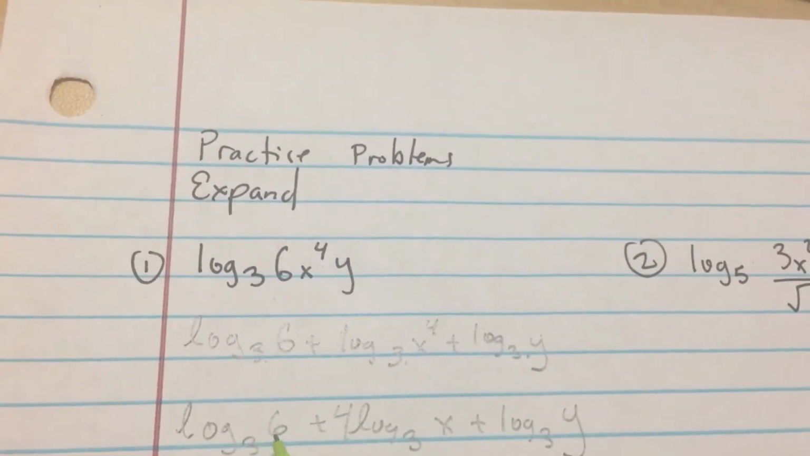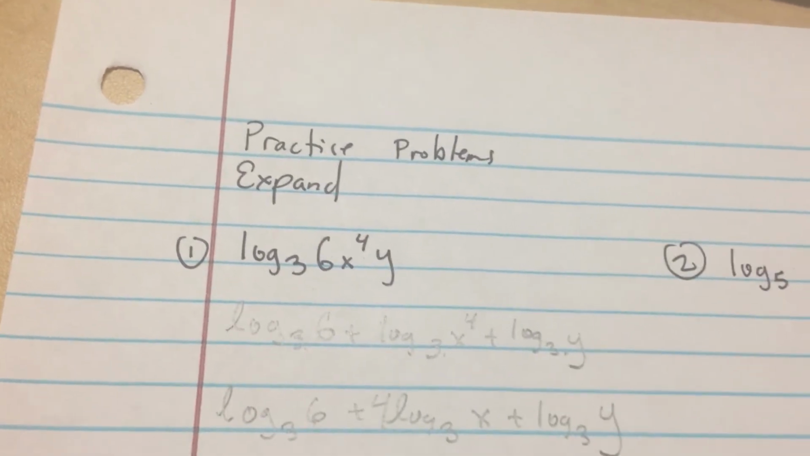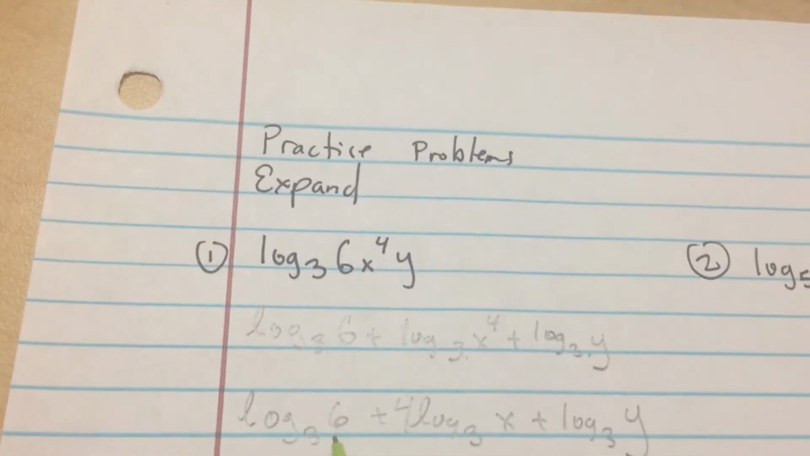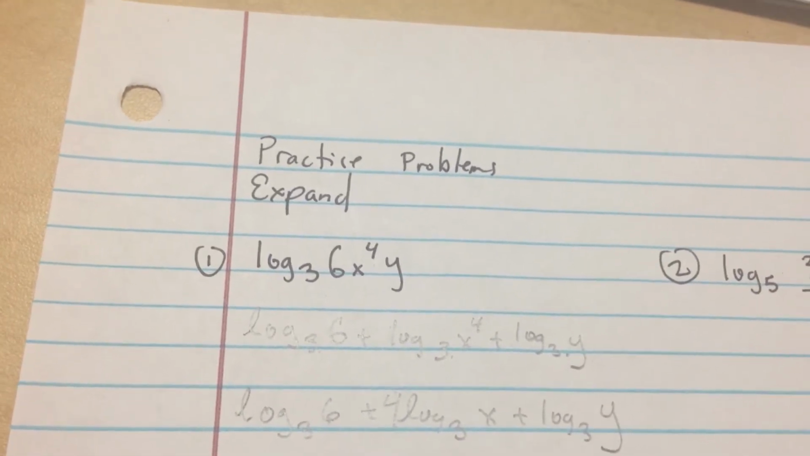Now you might be thinking potentially 6. 6 could be broken up into 2 times 3. Absolutely. But there's no need. Once it's an integer, there's no need to break it up even more.